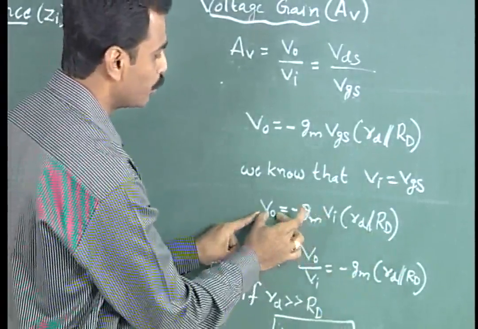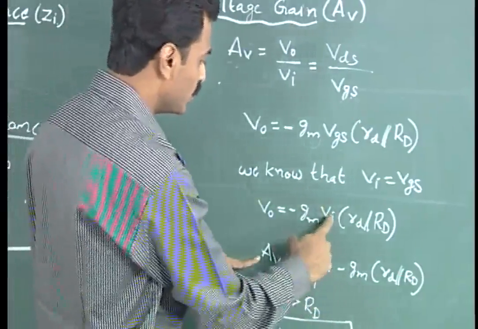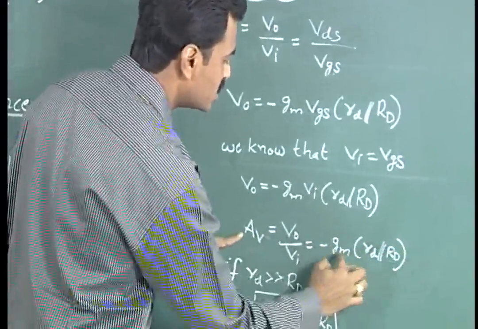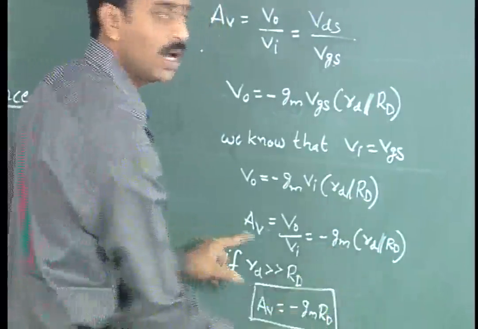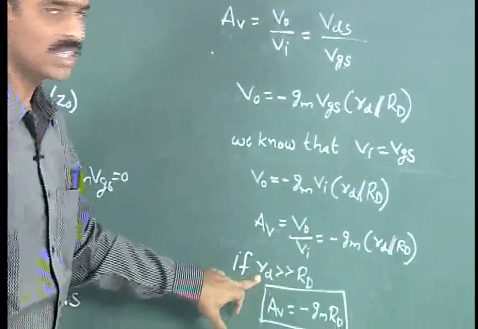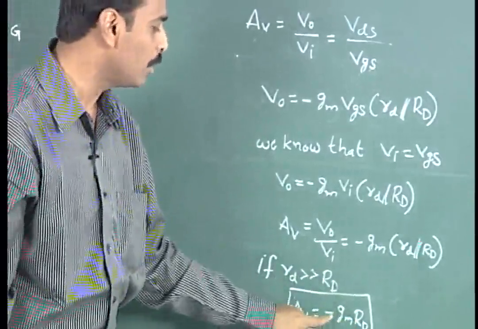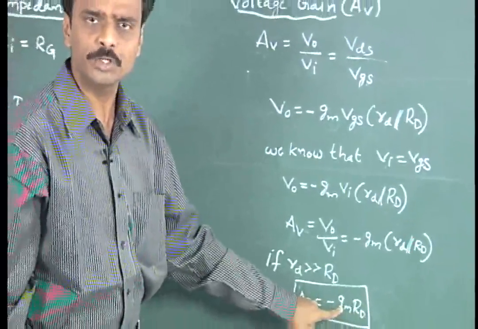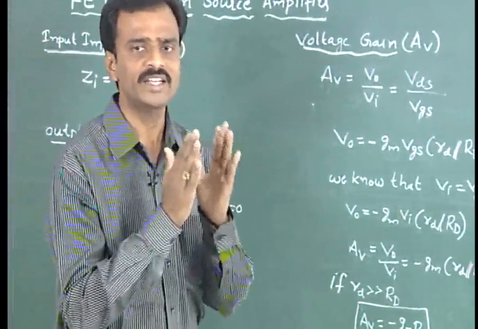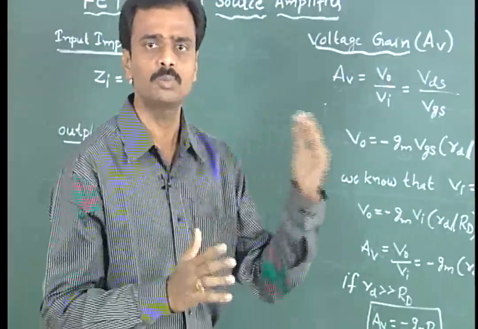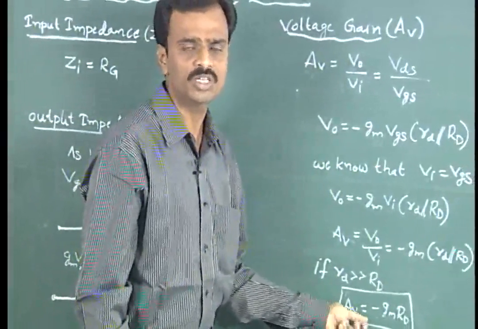Then substituting the value of V0 in this expression, we get AV is equal to V0 by Vi. If I replace V0 over here, it is minus gm into Vi, so Vi and Vi will be cancelled out. We will be left with only minus gm RD parallel with the RD. In some cases, if RD has a higher value compared to the other RD, then AV will be only minus gm RD. This negative sign indicates that there is a phase difference between the input circuit and the output circuit. So it is exactly out of phase. The input and output will be out of phase with each other. So this is how we can calculate the voltage gain.